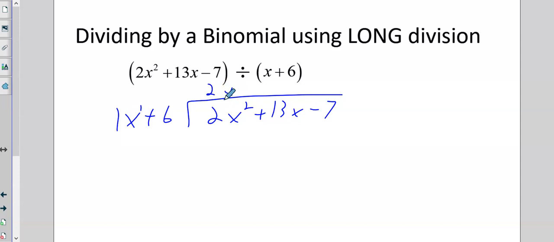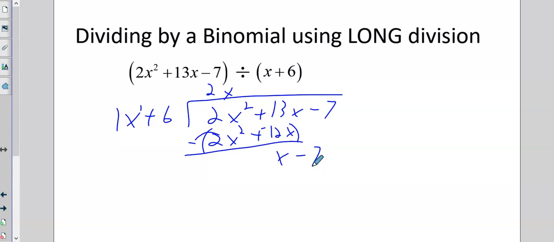Okay, so I'm going to multiply now. I divide, now I multiply. So 2x times 1x is going to give me 2x squared. 2x times 6 is 12x. Now we're going to subtract that, which means we distribute. So 2x squared minus 2x squared cancels, gone. And then minus 12x. So 13x minus 12x is 1x, and then we bring down.